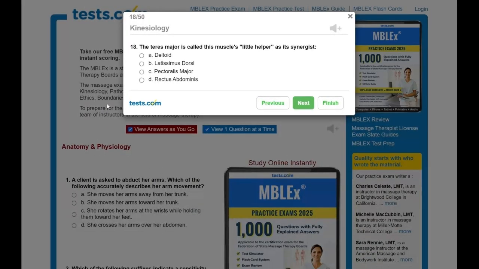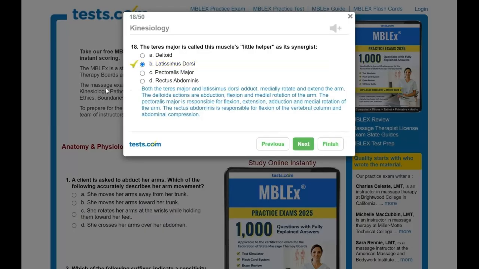Question 18. The teres major is called this muscle's little helper as its synergist. A. Deltoid. B. Latissimus dorsi. C. Pectoralis major. D. Rectus abdominis. B. Latissimus dorsi. Both the teres major and latissimus dorsi adduct, medially rotate, and extend the arm. The deltoid's actions are abduction, flexion, and medial rotation of the arm. The pectoralis major is responsible for flexion, extension, adduction, and medial rotation of the arm. The rectus abdominis is responsible for the flexion of the vertebral column and abdominal compression.